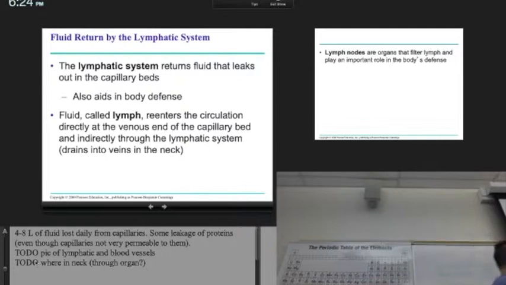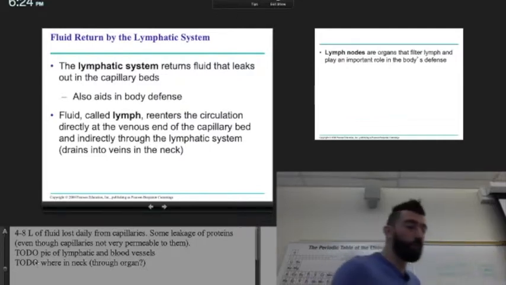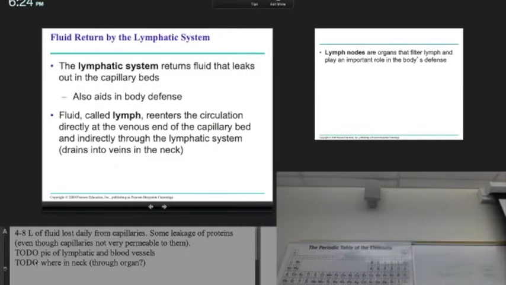But the lymphatic system also does play a role in recovering a lot of these materials, right? That fluid, which is called lymph, does re-enter the circulatory system at veins in the neck. So do trust me on that one, right? It's definitely official. Okay.